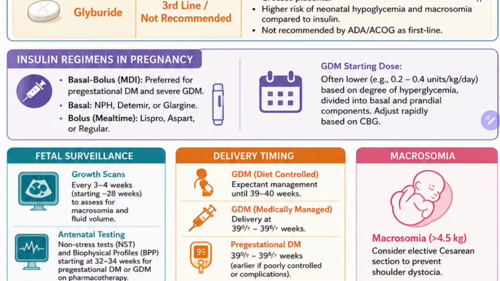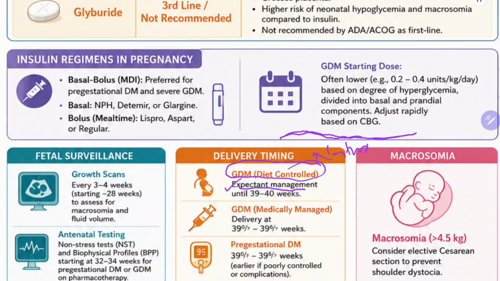Okay, and growth scans every month in the third trimester. Now, what should be the delivery timing? A GDM which is controlled on diet alone should have expectant management until 39 to 40 weeks. Expectant management meaning, what is expectant management?